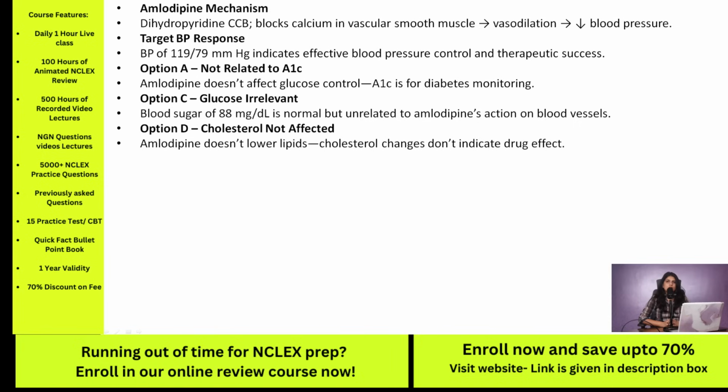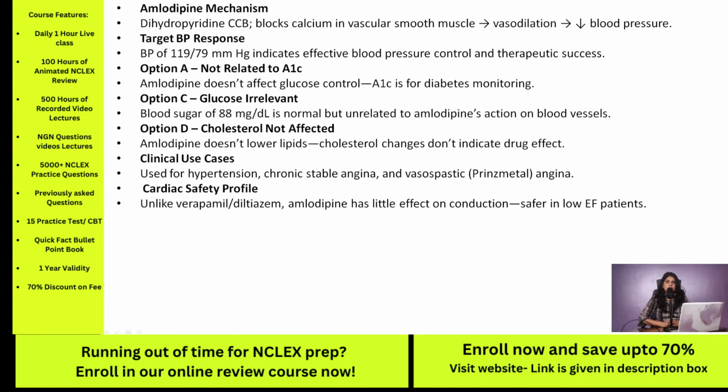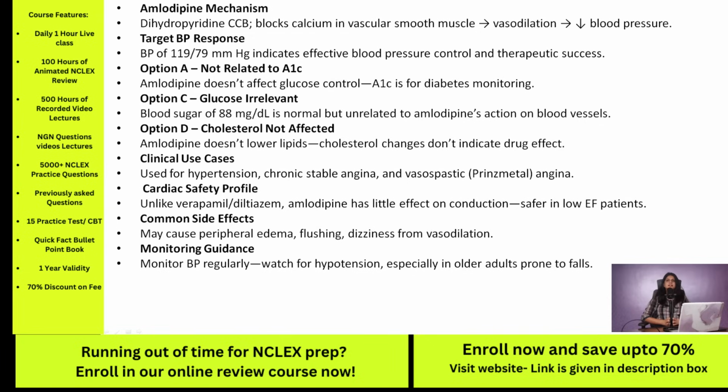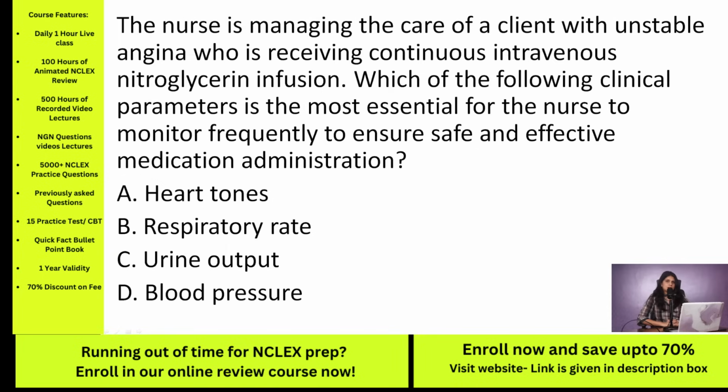Option A measures long-term blood glucose control. Option C reflects current blood glucose, and option D indicates lipid status. All are important, but not indicators of antihypertensive effect. Let's move on. Question 43 continues our focus on evaluating therapeutic outcomes in clinical pharmacology.